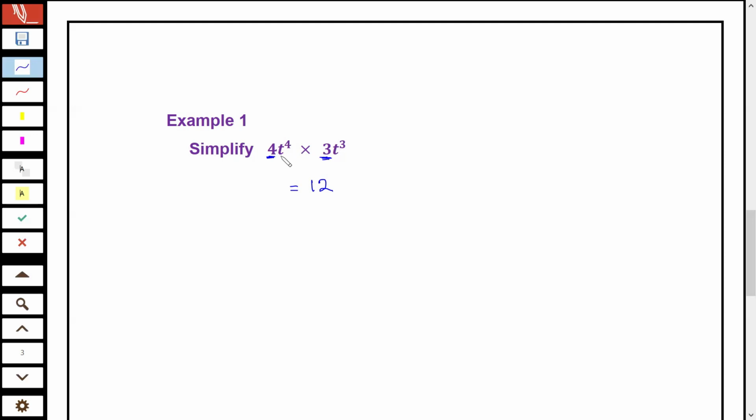And then we've got t to the power of 4 times t to the power of 3. Now, applying the first law of indices that says multiplying a common base with different indices, the common base is t, and the different indices here, we have to add the indices, which is 4 plus 3. Now, 12t to the power of 4 plus 3 becomes 12t to the power of 7. So you add 4 to 3 to give 7. So the answer to example 1 is 12t to the power of 7.